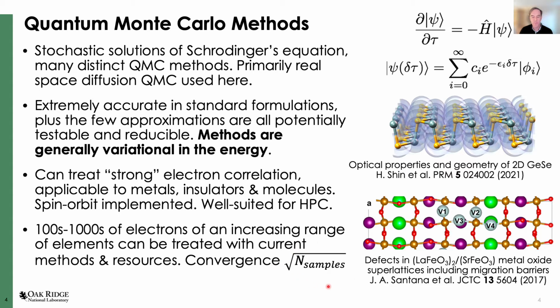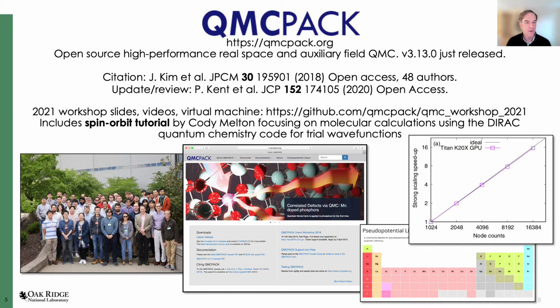And just as a reminder, we're going to be doing Monte Carlo here. So we have Monte Carlo convergence with 1 over the square root of the number of samples. So to halve a statistical error bar, we need to pay 4 times as much in compute power. All of our calculations are done using the open source QMCPACK code, and I highlight that here because late last year we had a virtual workshop where we produced over 10 hours of videos, tutorials, that are now up on YouTube, and also a virtual machine.